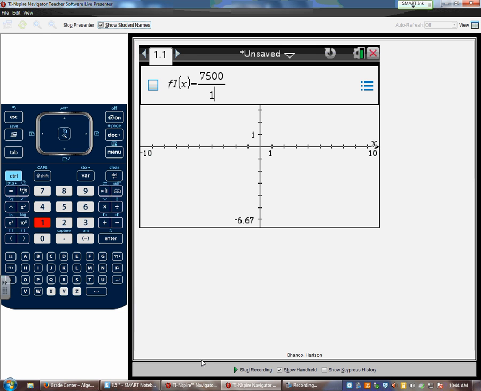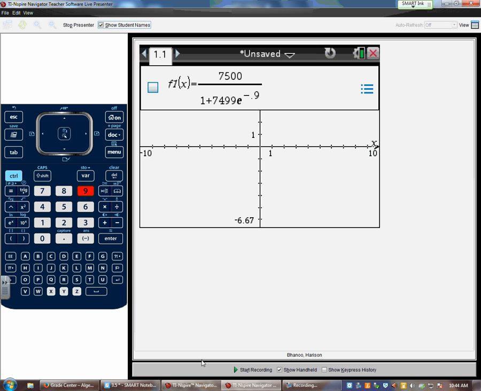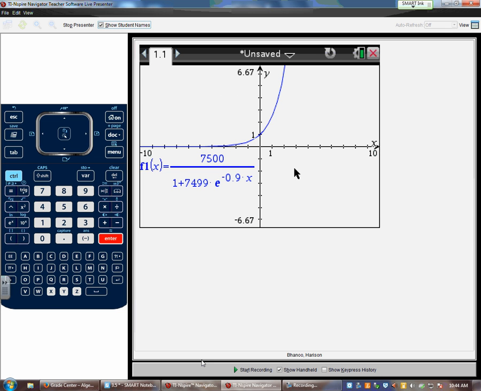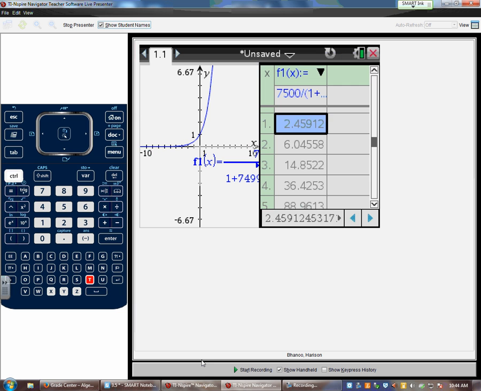All right, so 7,500 over 1 plus 7,499 times e to the negative 0.9x. All right, excellent. We're graphing that. Okay, and at this point, pull up a table, Control T, because we want to know what happens after 4 days. So after 4 days, there are how many students infected? 36.